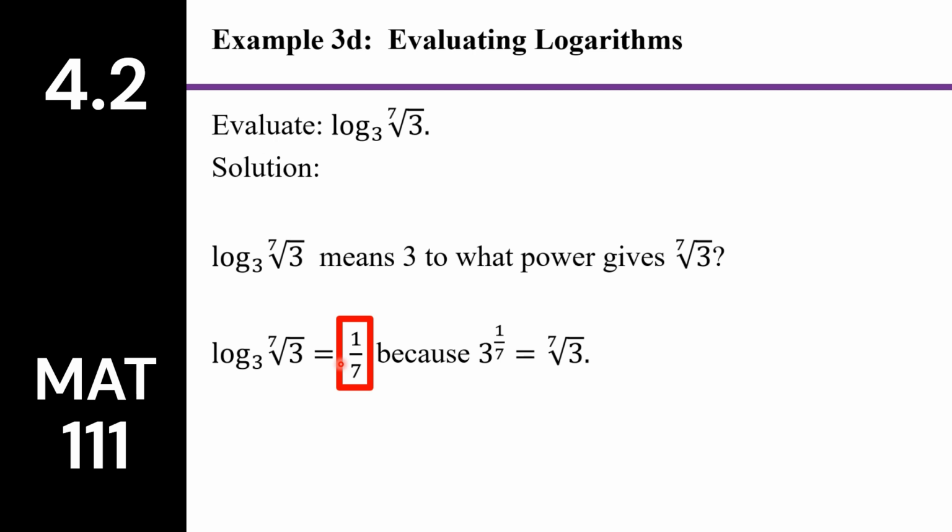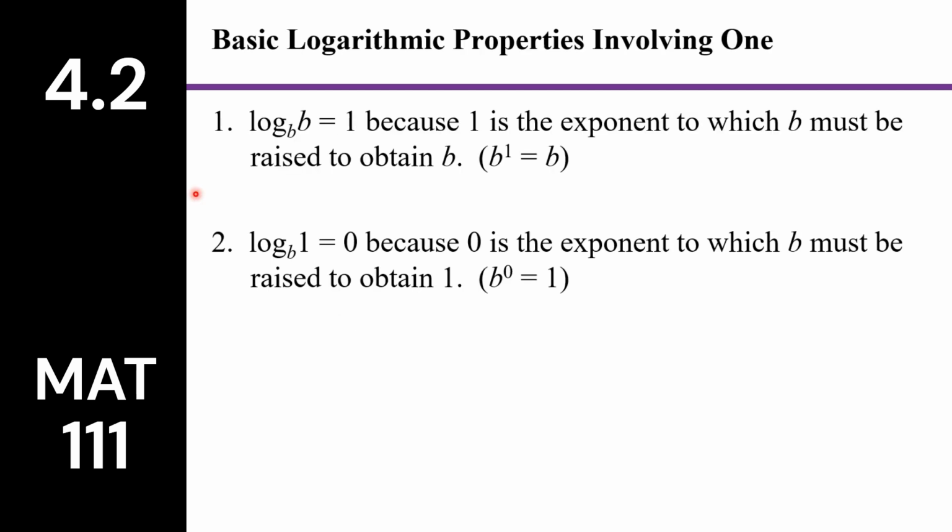Here are two logarithmic properties. The first one says the log to the base b of b equals 1. This says that if the base is the same as the argument, that logarithm will always equal 1. If you change it to equivalent form, that's b to the first equals b.